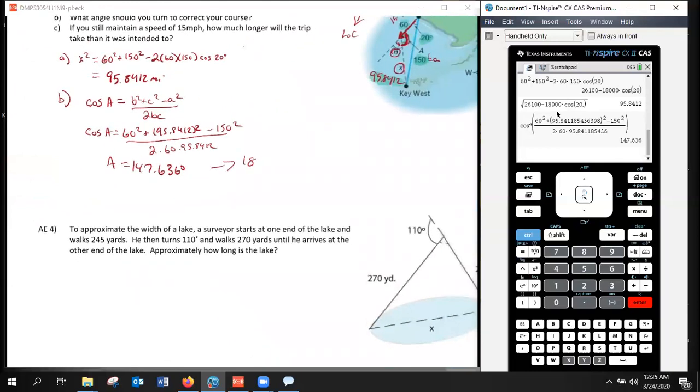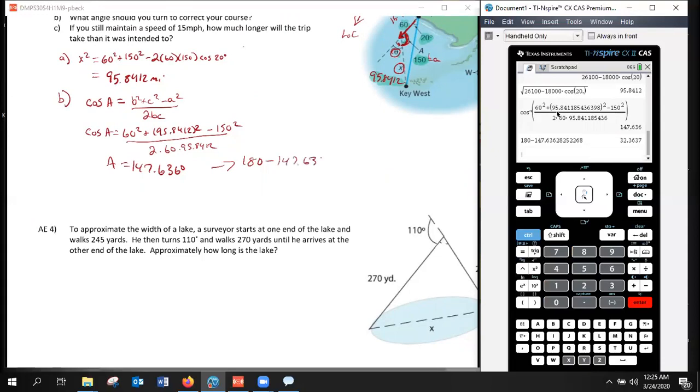So 180 minus that 147.636 gives me 32.364 degrees. 32.364 degrees. That is the angle that I need to turn.